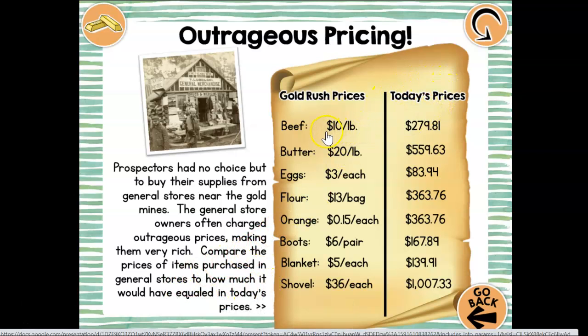So for beef, carne asada or beef, for 1 pound. Now 1 pound is not very much, okay? So 1 pound at that time was $10. If we were to be charged the same price that they were charged then, because remember, money had a different value back then, what $10 was to them would have been $279 to us. Okay, so the value of the money was different.